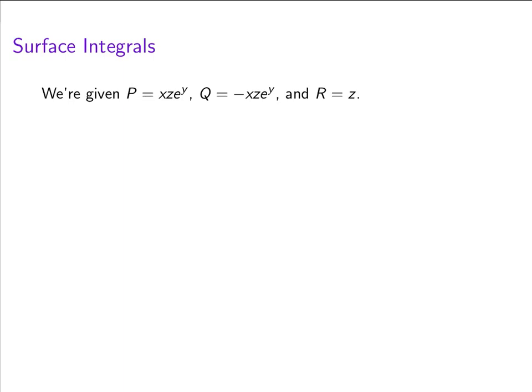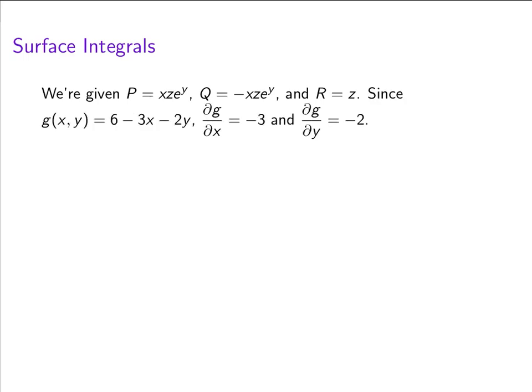Now we're given the components of the field: x z e to the y, negative x z e to the y, and z. We know that g of x, y is equal to 6 minus 3x minus 2y, so we can write down the partial derivatives of g. We'll get negative 3 and negative 2. So we'll use those in our computational formula. We're ready now to evaluate our integral.